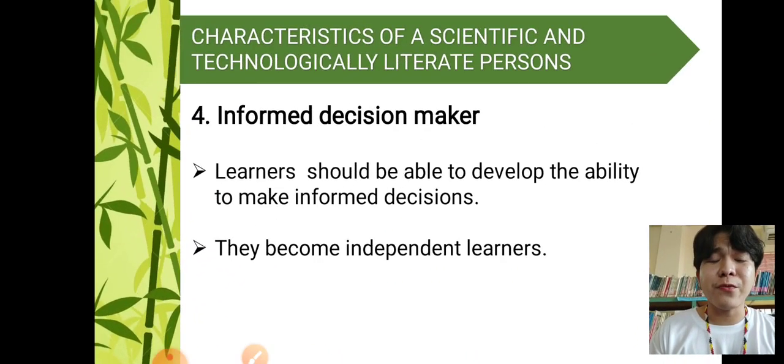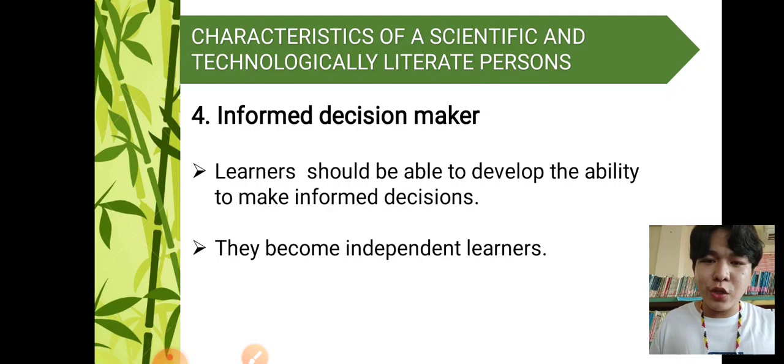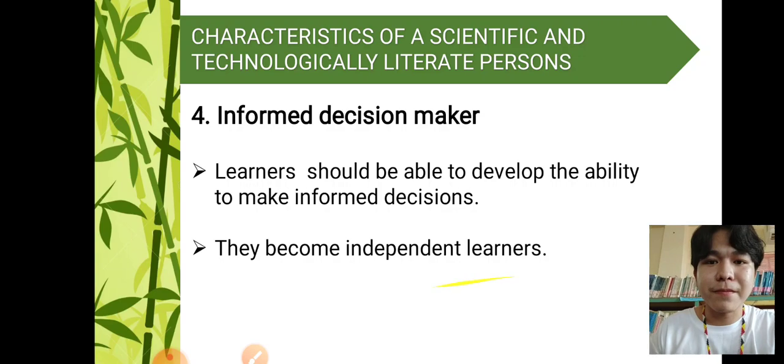And we also have informed decision maker. So learners should be able to develop the ability to make informed decisions. They become independent learners. Although we are promoting collaboration or cooperative learning, we need to also teach the child how he or she could learn independently. Because by allowing an individual to decide on his or her own, therefore they could take their own responsibility or take risks.